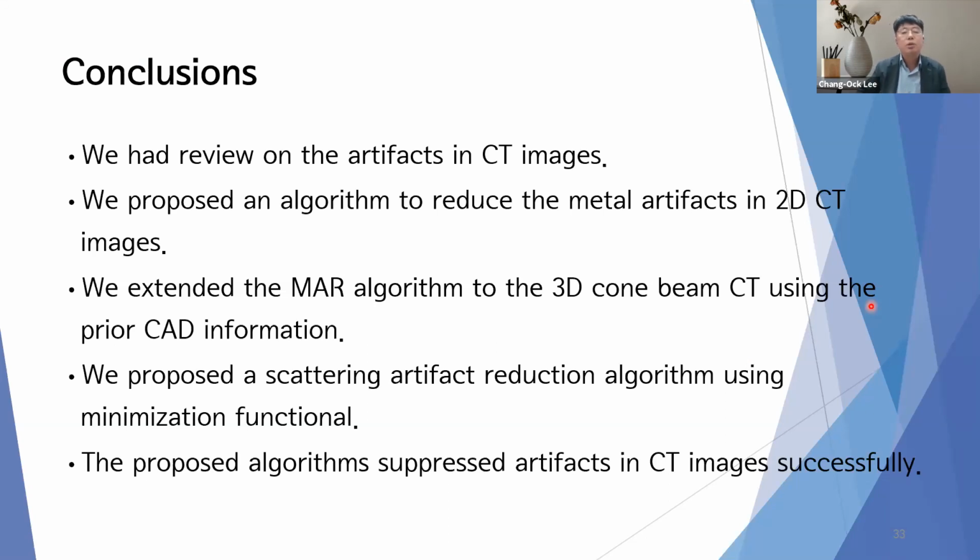So my conclusion is we had a review on the artifacts in CT images, and we proposed an algorithm to reduce the metal artifact in 2D CT images, and we extended it to the 3-dimensional cone-beam case, using the CAD data as the prior information. And we proposed scattering artifact reduction algorithms using the minimization functional, and actually, as far as I know, this is the first algorithm to give the exact parameters in the scatter kernel estimation case. And our proposed algorithm suppressed the artifact in CT images successfully. Okay, thank you for your attention.